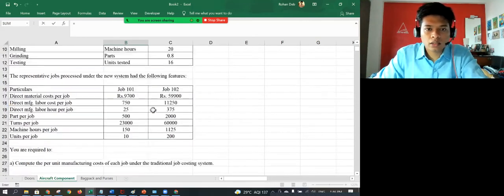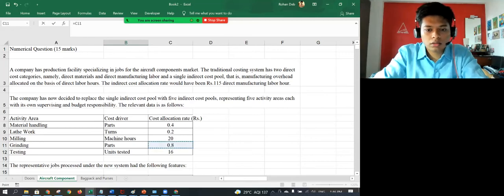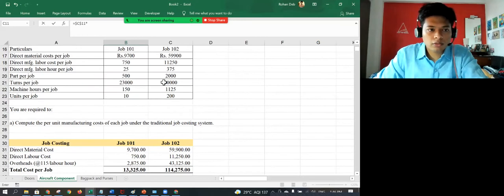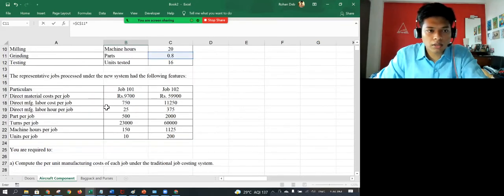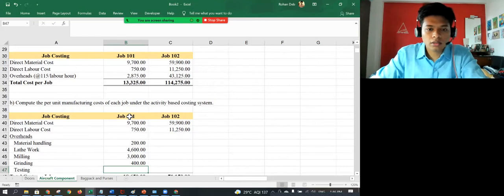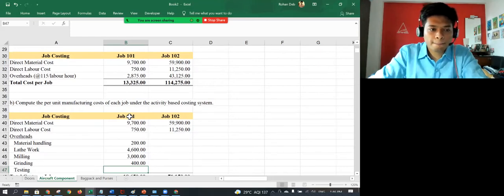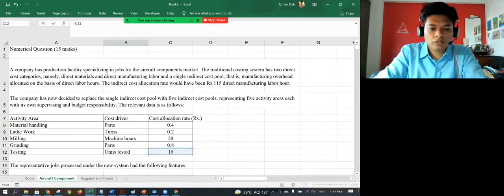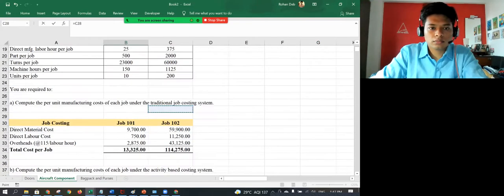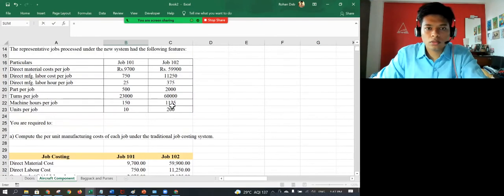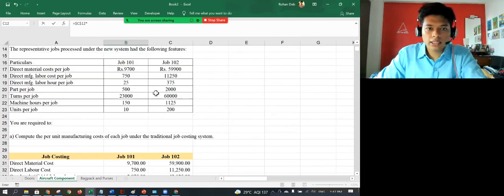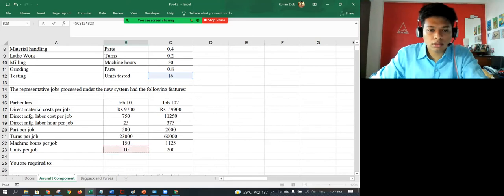Okay, grinding. This one, F4 multiplied by parts. Parts is given over here. Enter. Testing is 16, F4, sorry, equal to 16 F4 multiplied by the number of tests. So yes, units tested. So this one.